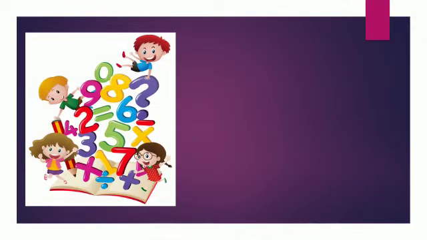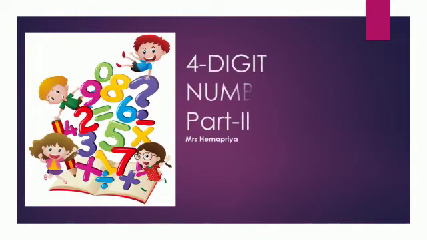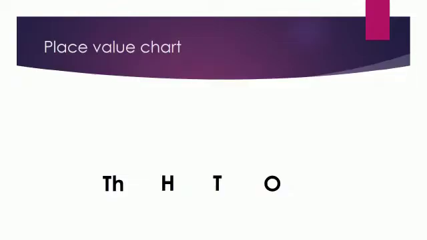So today we're going to continue with the chapter 4-digit numbers, part 2. In the last class, we learned how 4-digit numbers are formed, their place value, the expanded form. Today we're going to learn a lot more. Are you all excited? Yes. So now let's have a look over the place value chart.